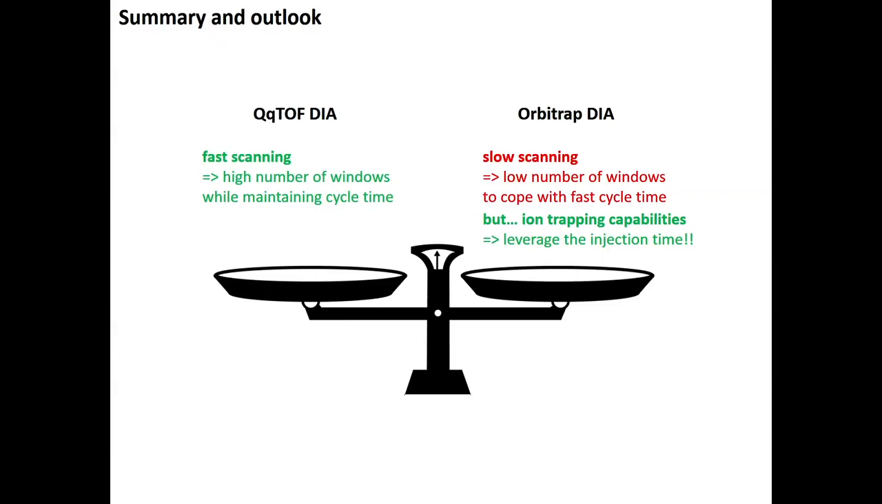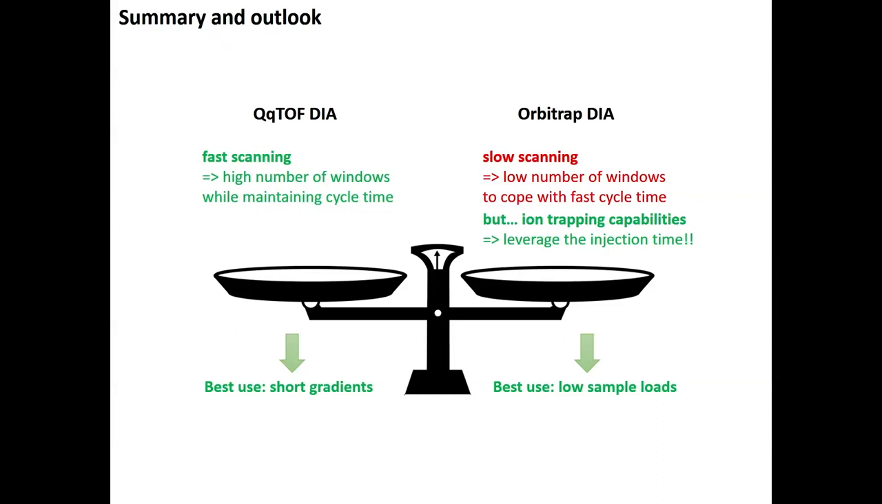But on the back end, you have a trapping capability, and there you can leverage the injection time while the machine is scanning. So this is a slow machine, but you can do a lot of things during this time. And I think this is the best usage that we try to make of both machines.